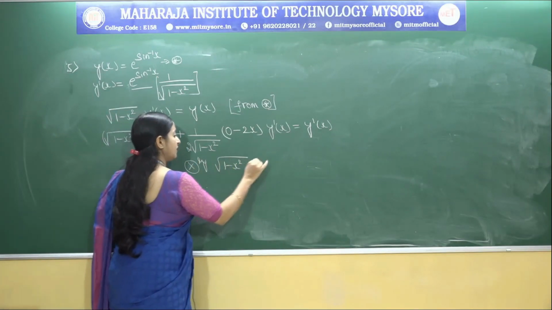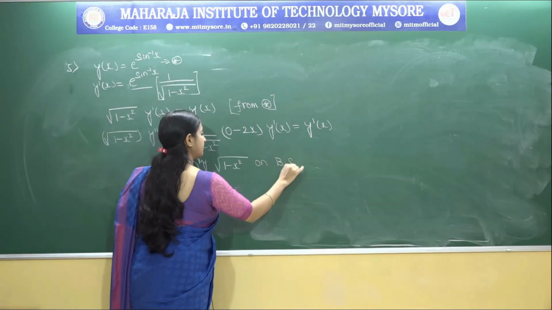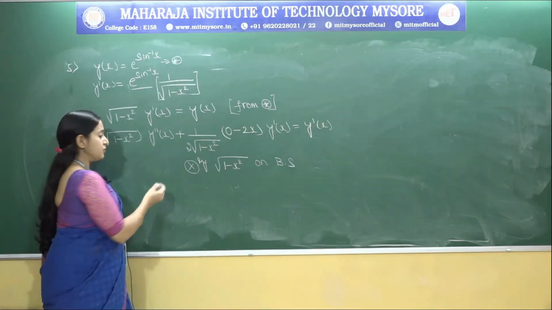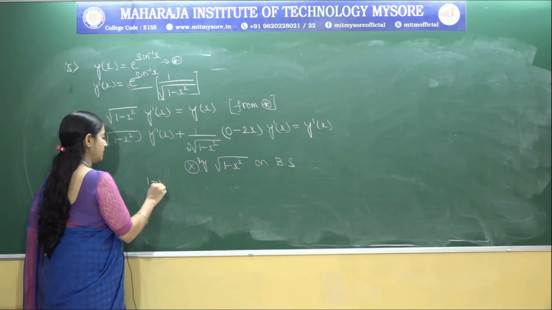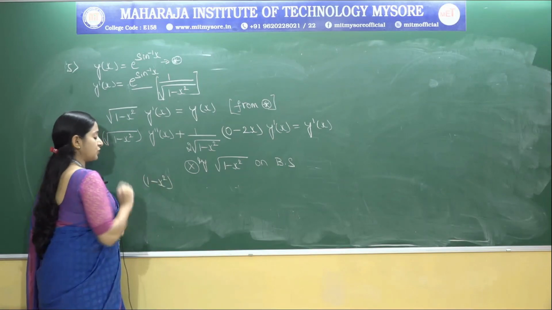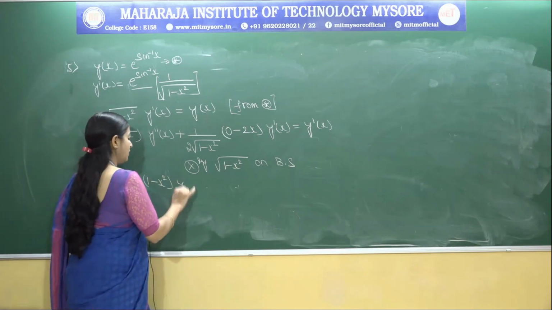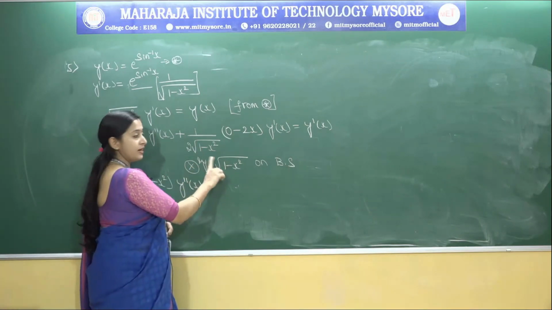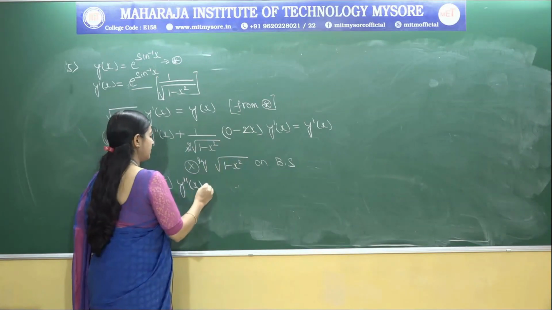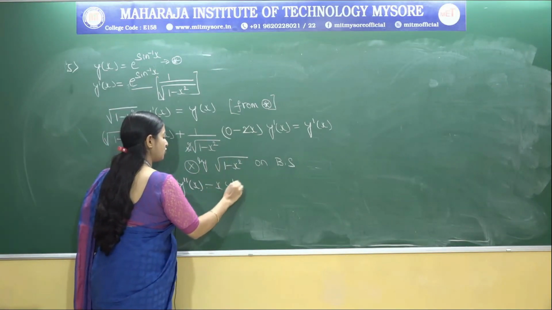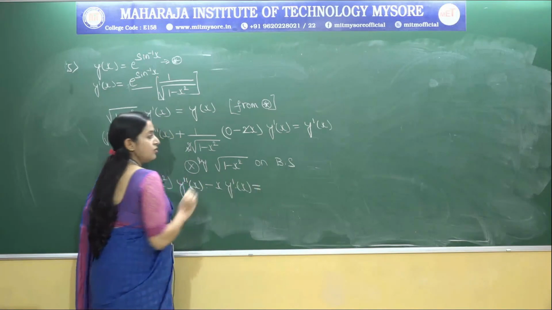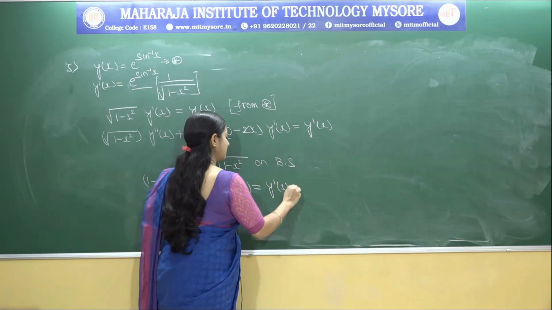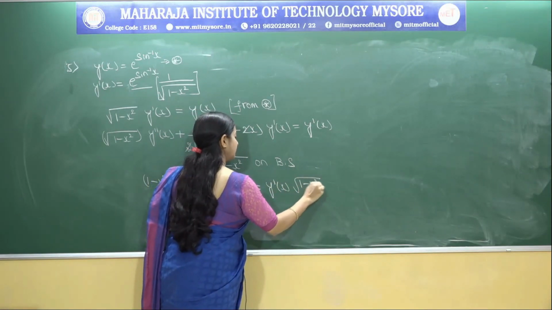To avoid the square root of 1 minus x square, multiply root 1 minus x square on both sides. For the first term, root 1 minus x square into root 1 minus x square gives 1 minus x square, so you get 1 minus x square times y double dash of x. In the second part, the roots get cancelled and the 2 also gets cancelled, so you get minus x y dash of x. For the third term, the RHS part, y dash of x root 1 minus x square.